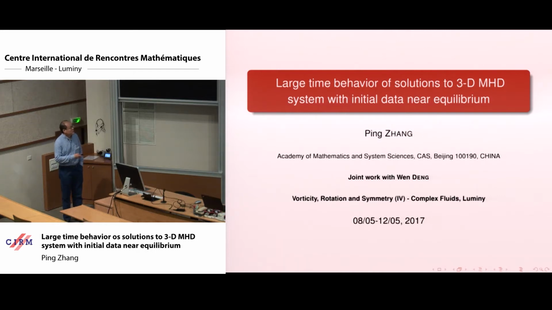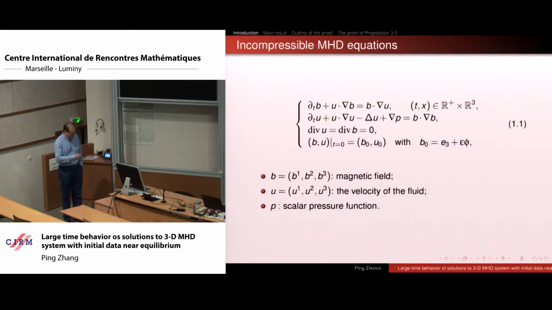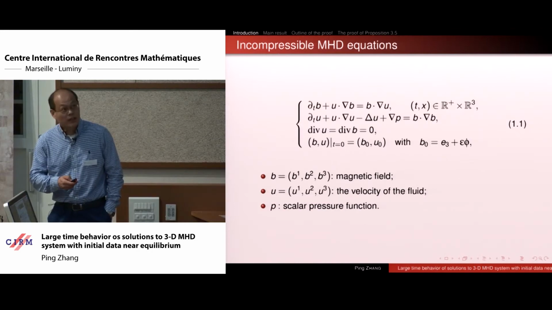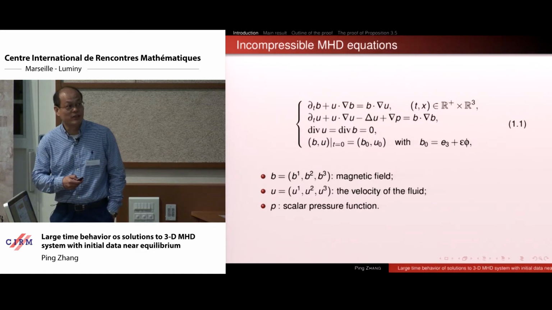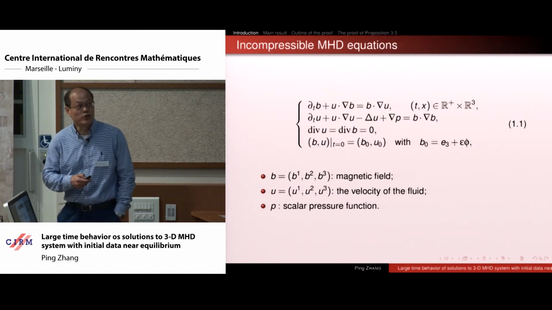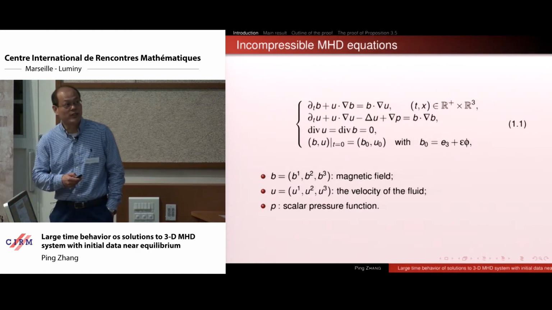So let's first recall what we mean by the MHD system. It's a coupled system of the magnetic field with the velocity field. In three space dimensions, the magnetic field is B = (B1, B2, B3), and u denotes the velocity field u = (u1, u2, u3). Here P denotes the scalar pressure function, which guarantees the divergence-free condition of the velocity field.